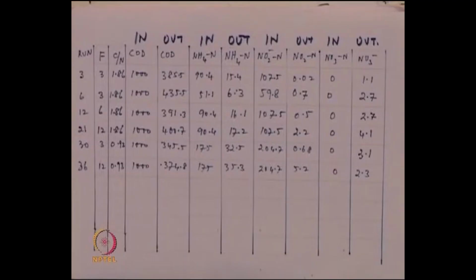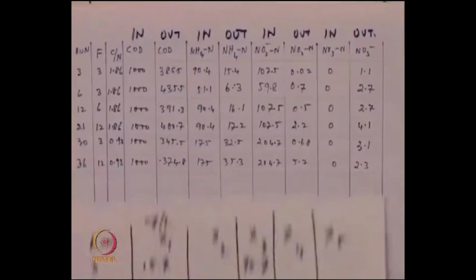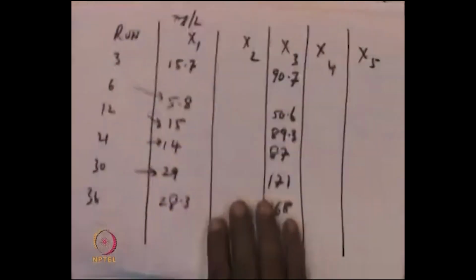Okay, run 36. Everybody is done. x 1 and x 3. Tell me, run 36, please. 28.5, 28.3. And the other one, I have got 168. Anyway, I hope all of you have the data, so I can put this on top.